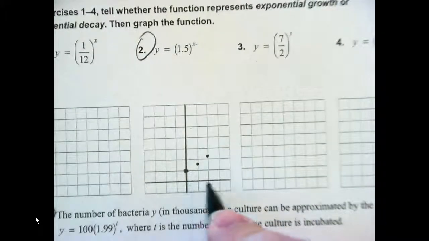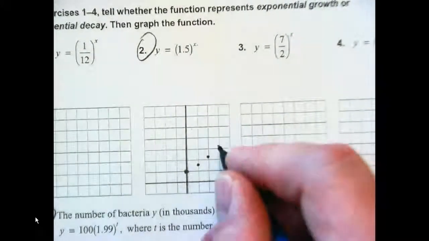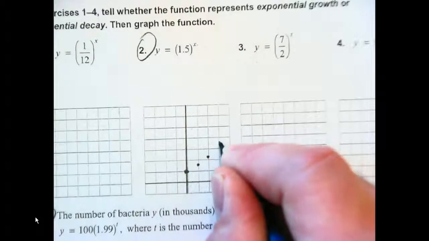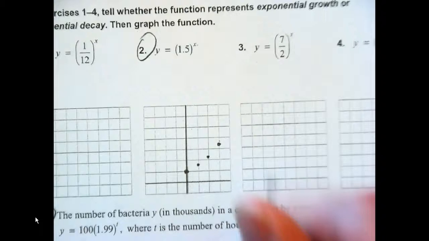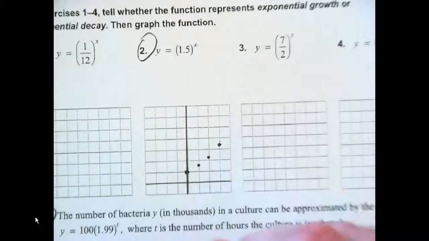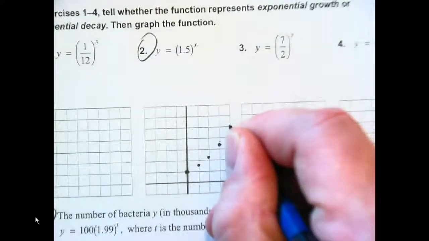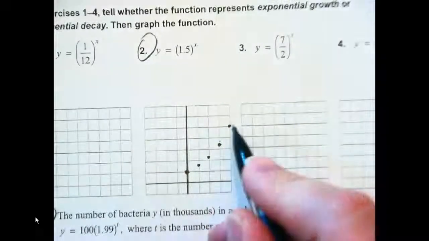Or is that 3? 3, excuse me. About 3.375. 3.375-ish? Yeah. How about 4? Okay, so about there. We're starting to see a curve.